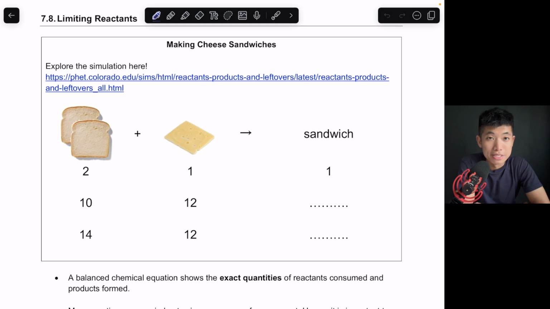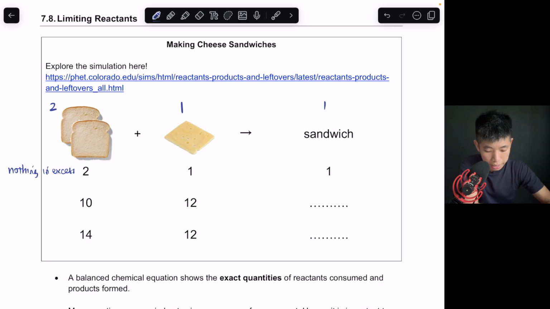Let's begin by looking at a very simple example. Imagine you are making cheese sandwiches, okay, and you need 2 pieces of toast with 1 slice of cheese to make a sandwich. So when we talk about a balanced chemical equation, we will say the mole ratio is 2:1:1 because 2 slices of bread plus 1 slice of cheese gives you 1 sandwich. So in terms of ratio, 2:1:1. When we make 1 sandwich, when we use up everything, essentially there is nothing that is left over. So nothing is in excess if we use the exact quantity.